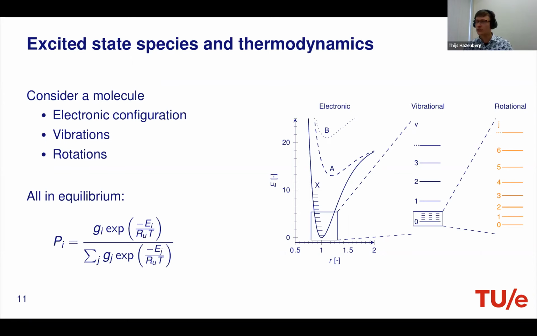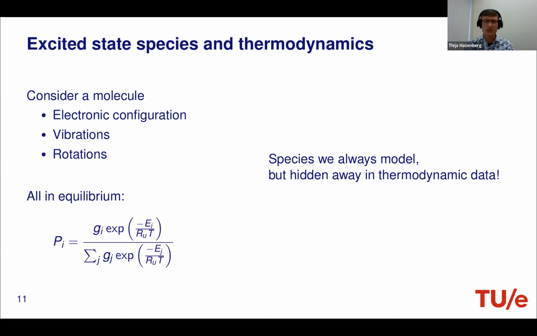And what we classically assume in combustion is that all of this is in equilibrium. Which means that these electronically excited states or vibrationally excited states are species that we have always included in our models, but they are hidden away in our thermodynamic data. Right, so you have these NASA polynomials. I think most of you will be very familiar with them. They are a way to show the temperature dependence of heat capacity as a function of temperature. And all these electronic configurations, vibrations, and rotations are tucked away in that thermodynamic data.